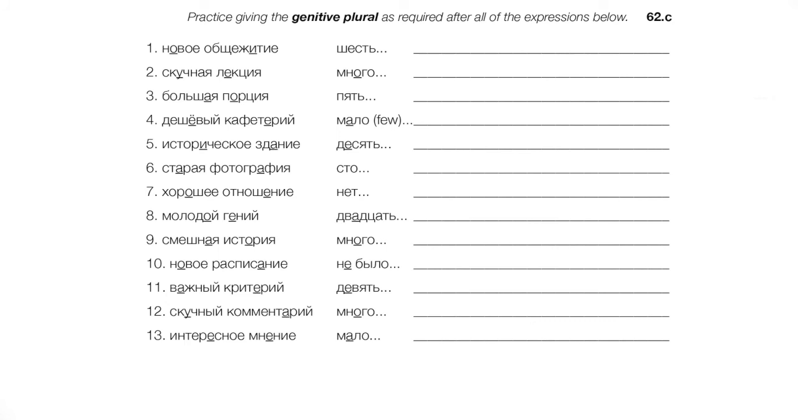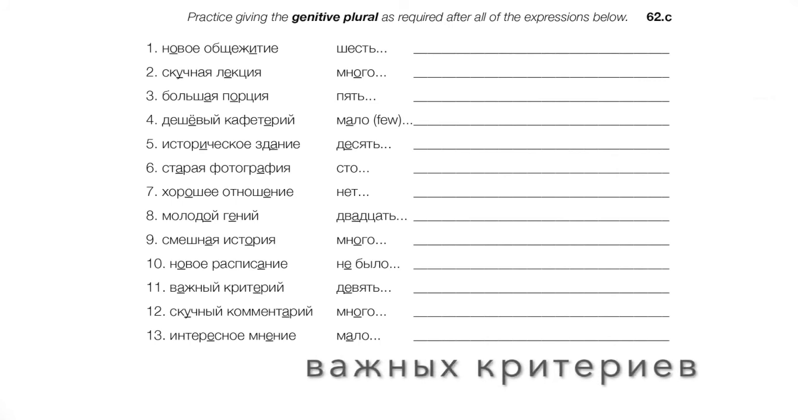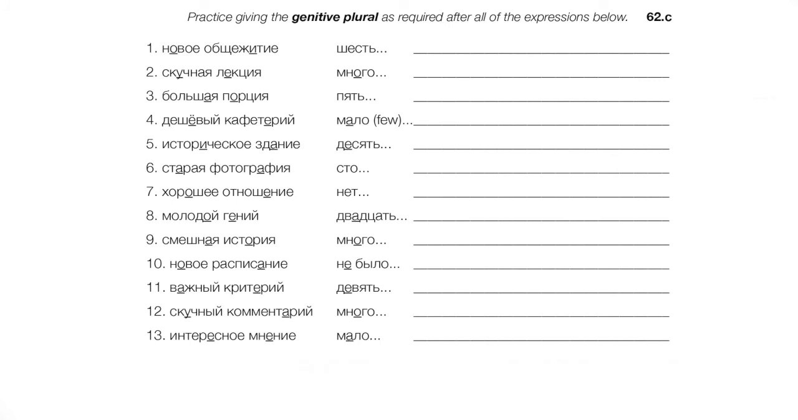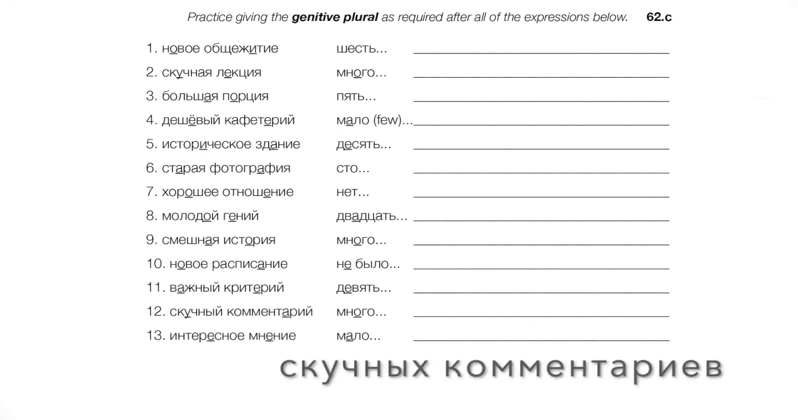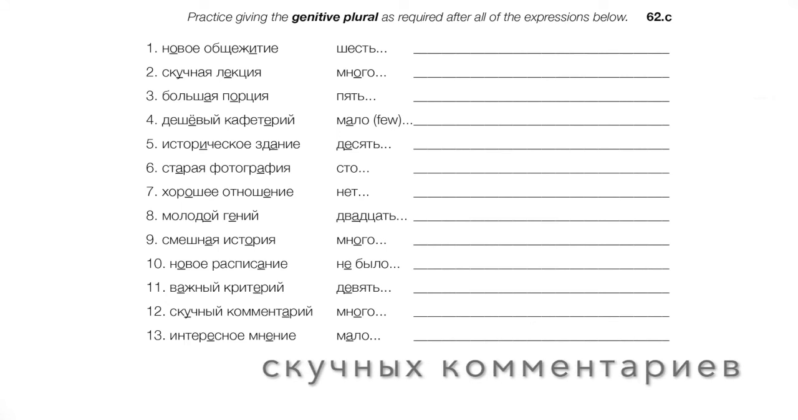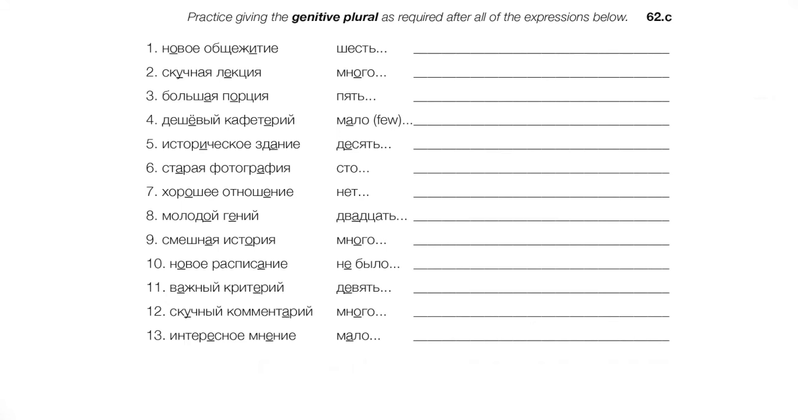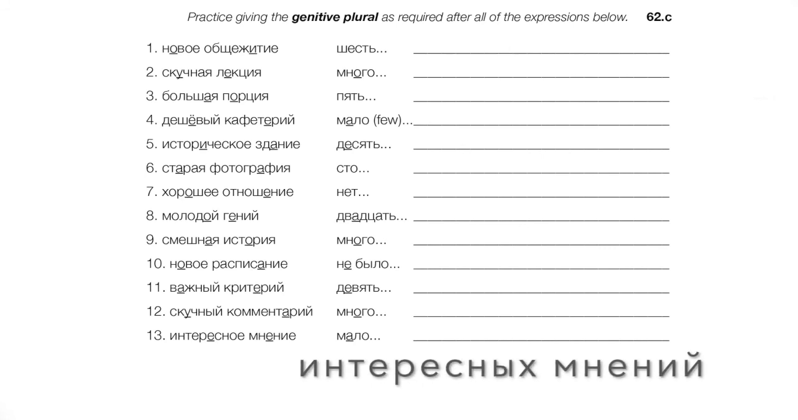9 important criteria, right? 9 важных критериев, right? Special soft masculine. 12, a lot of boring comments. Много скучных комментариев, another special soft masculine. 13, few interesting opinions. Мало интересных мнений.